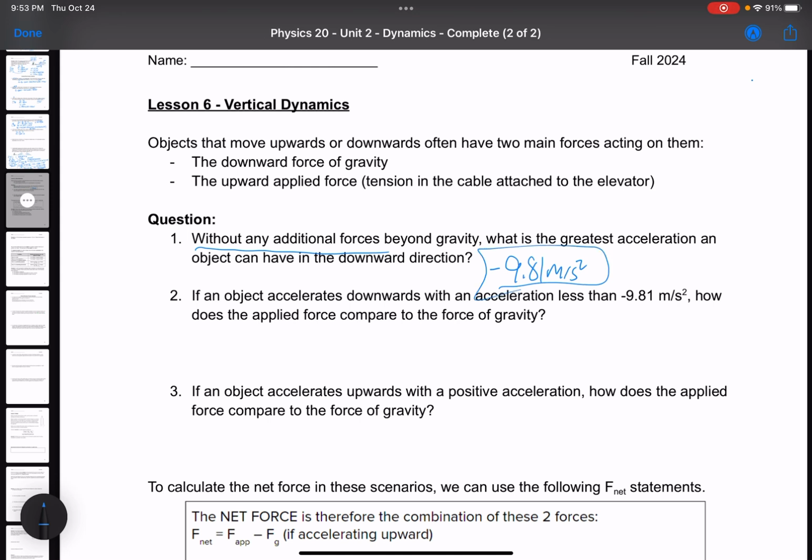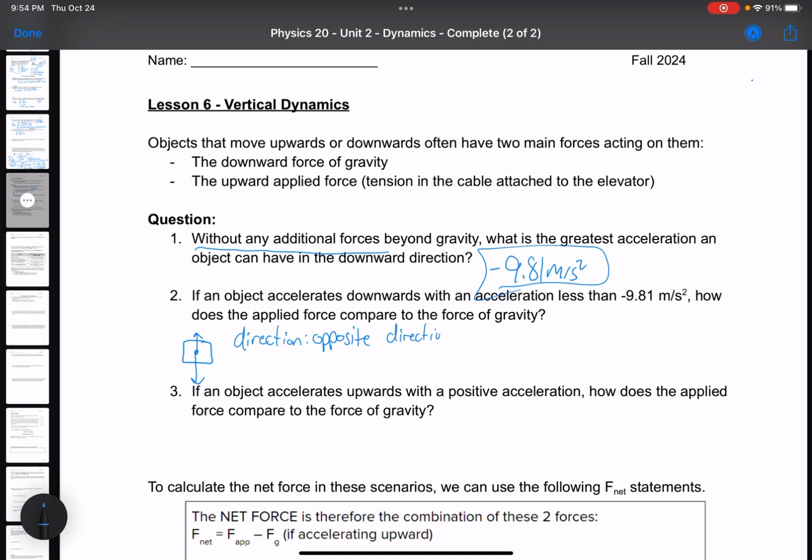Number 2, if an object accelerates downwards with an acceleration less than negative 9.81, how does the applied force compare to the force of gravity? Well, if it's accelerating downwards less than 9.81, it means that my free body diagram would look like this, where I'd have a smaller upwards force than my downward force. Okay, so there's a couple things here. How does the applied force compare to the force of gravity in terms of direction? It's in the opposite direction.